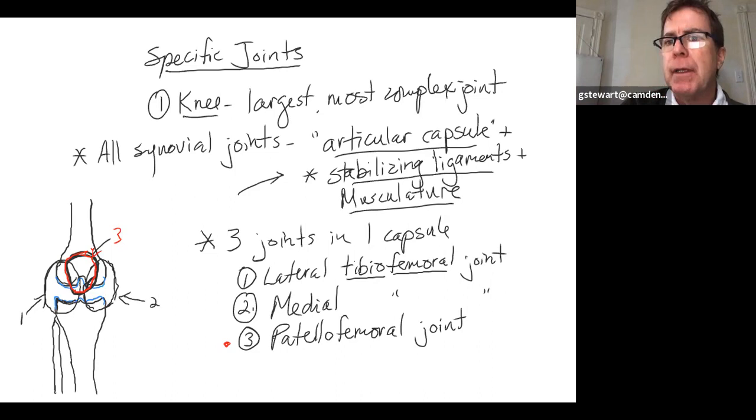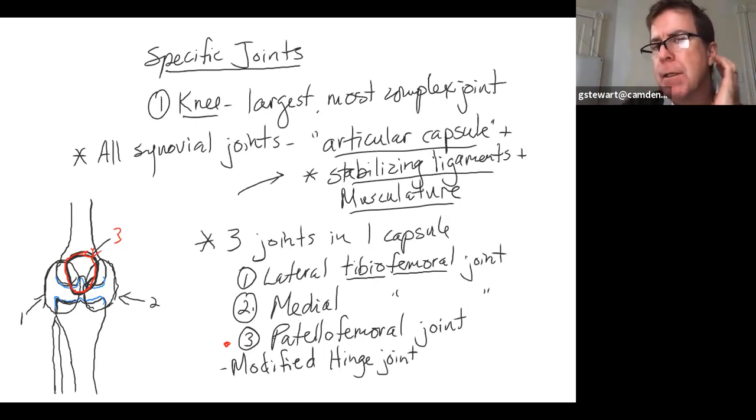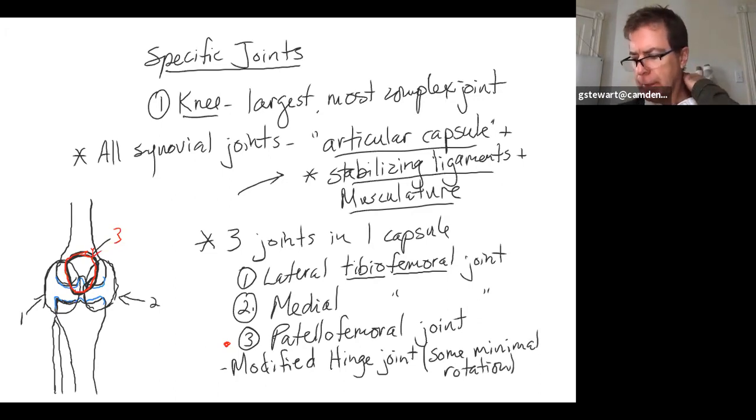So we call this really, technically, the knee is a modified hinge joint. It's not quite as tight as the elbow, which is a strict hinge joint. The reason is because the knee has slightly more movement. So I'm going to just put this in parentheses, that there is some minimal rotation that can be done at this joint.